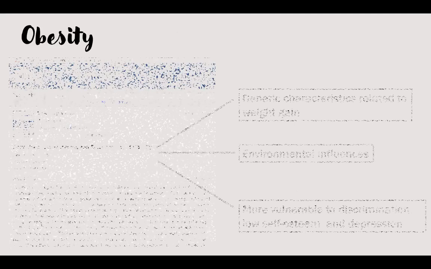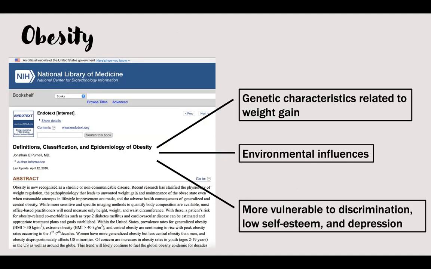Referring back to the paper, obesity can result from interactions between genetic characteristics in our DNA that are related to weight gain and environmental influences. And due to the psychological and social stigma of obesity, people who are obese are more vulnerable to discrimination, low self-esteem, and depression. Now, let's move on to a hormone in the body that can affect appetite control.